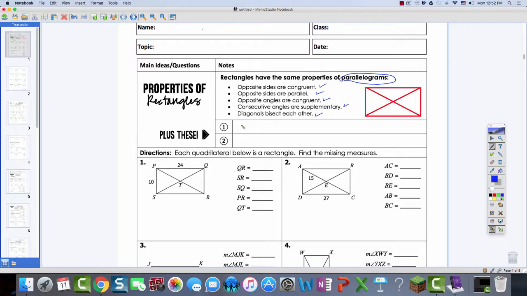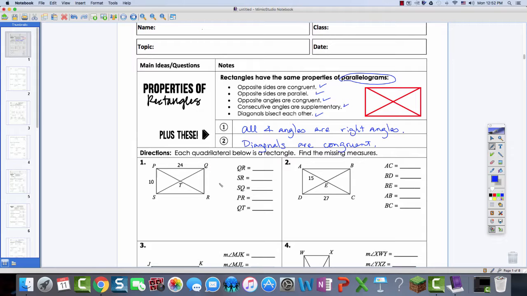For rectangles, there are two additional properties that are unique to them. The first one is all four angles are right angles. You know this already. The second one is that the diagonals not only bisect each other, they are also congruent to each other. Okay, so with these six properties, let's see how we can use them to help us solve these problems.